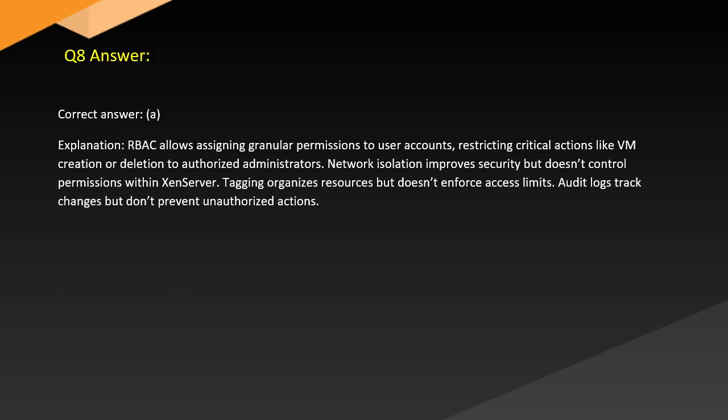Answer. Correct answer: A. Explanation. RBAC allows assigning granular permissions to user accounts, restricting critical actions like VM creation or deletion to authorized administrators. Network isolation improves security but doesn't control permissions within XenServer. Tagging organizes resources but doesn't enforce access limits. Audit logs track changes but don't prevent unauthorized actions.